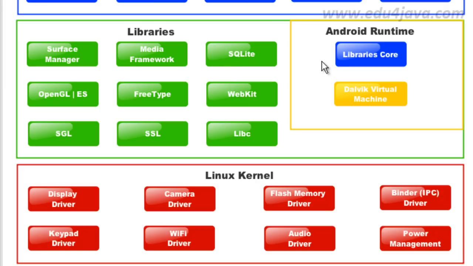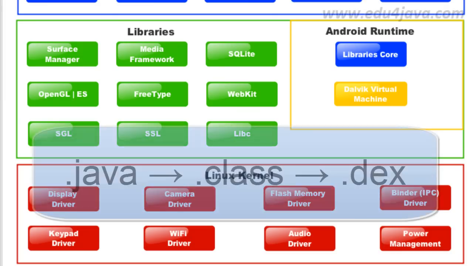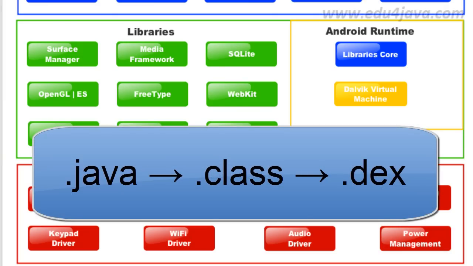Okay, and this is the interesting one. Android runtime. Android runtime is a virtual machine, but it's not a Java virtual machine. Let's talk about this Dalvik virtual machine. Dalvik virtual machine is not a Java virtual machine. Why? Because a Java virtual machine can execute .class files, and this Dalvik virtual machine can only execute .dex files.